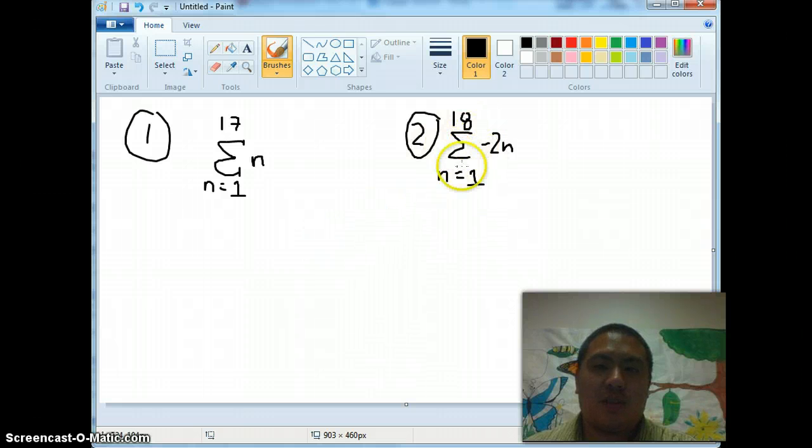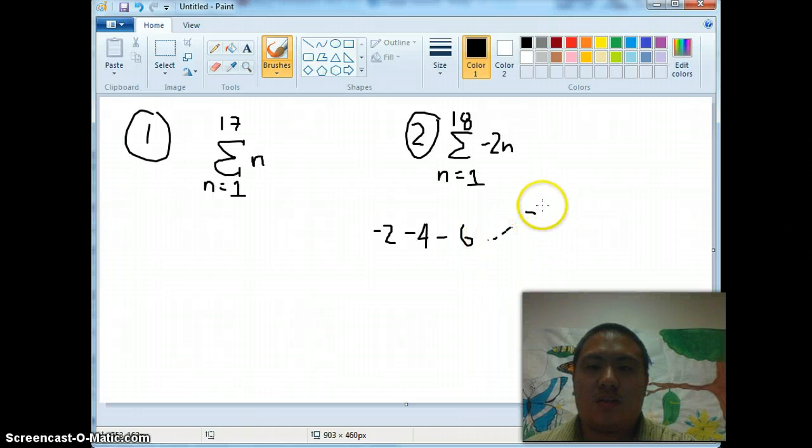You had one similar to this the other day, and if you expanded, it'd be negative 2 and then negative 4, and you'd have 18 things, right? Negative 6, and it would go all the way till negative 36, okay? And that would be a sub 18 for that sequence. This one's a sub 1.